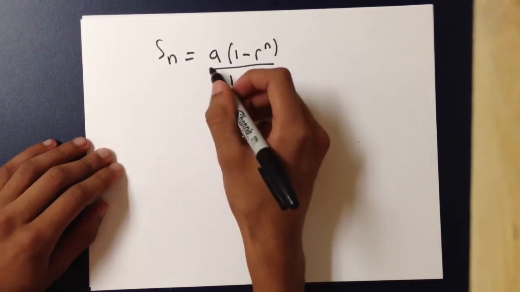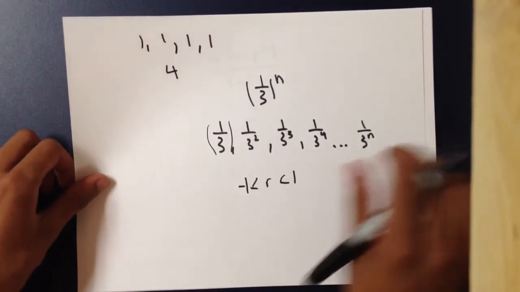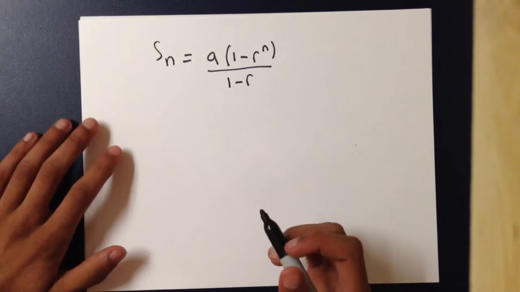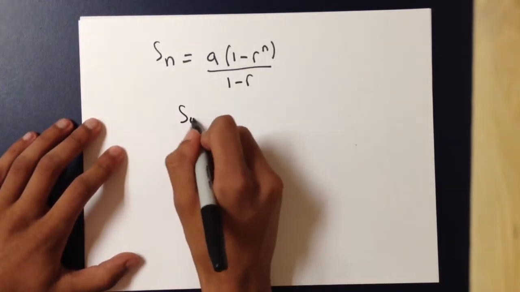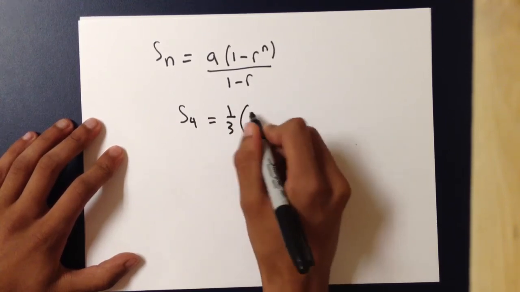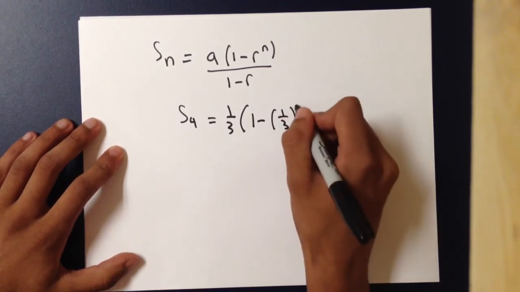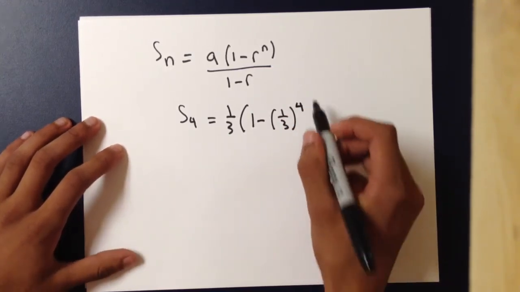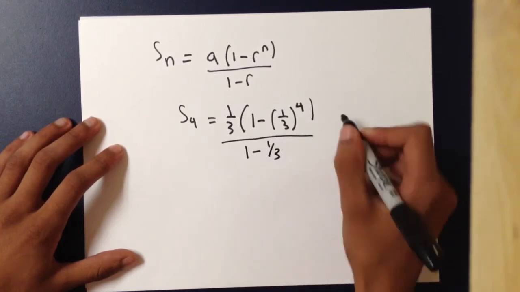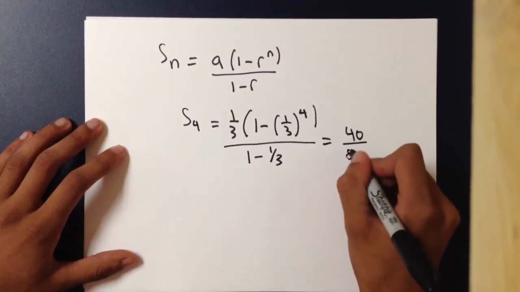So here we know that the first term for this sequence that we found before is 1/3, and the common ratio is also 1/3. So if we want to find the series of the first 4 terms, it would be equal to the first term, which is 1/3, times (1 - (1/3)^4), because that's the number that we're trying to find, all over (1 - 1/3). And after simplification, this comes out to 40/81.